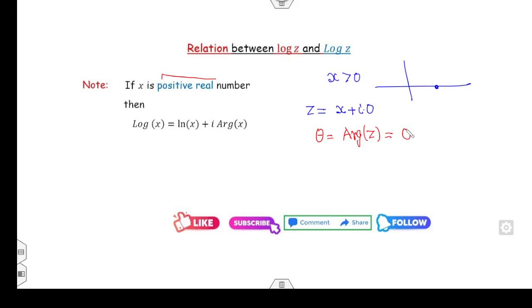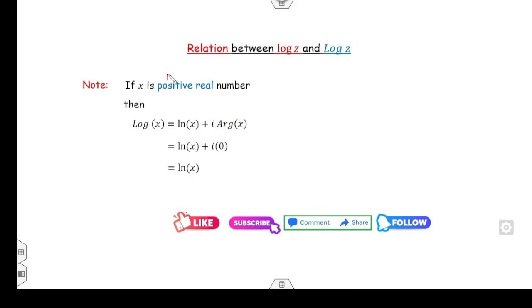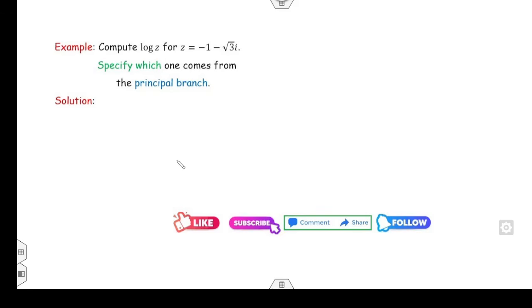Fine, it is 0. So if the angle is 0, then in that case the principal value, or you can say the capital Log, is equivalent to ln of x. But this holds only if x is a positive real number. If it is a positive complex number or a negative complex number, then this result may or may not hold.